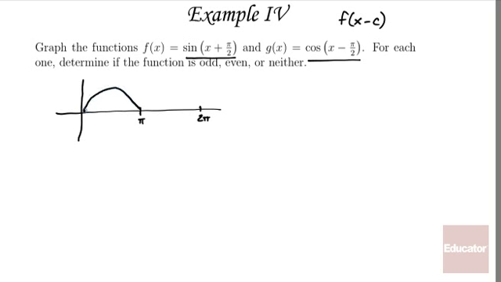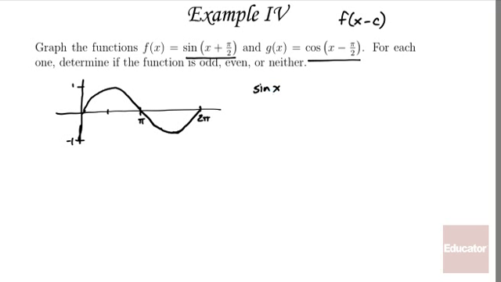It starts at 0, it peaks at pi over 2, it goes back to 0 at pi. It bottoms out at 3 pi over 2 at negative 1, and then it goes back to 0 at 2 pi. So what I graphed there was just sine x. I haven't introduced this change yet.